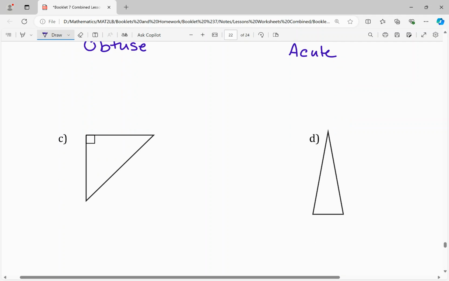Okay, this one doesn't require too much thinking. All I need is one angle that is exactly 90 to make this a right angle.